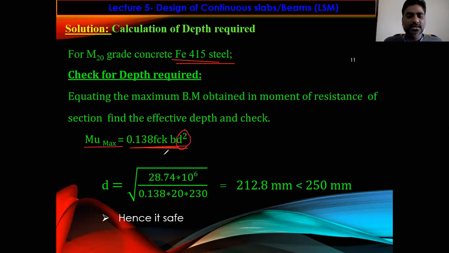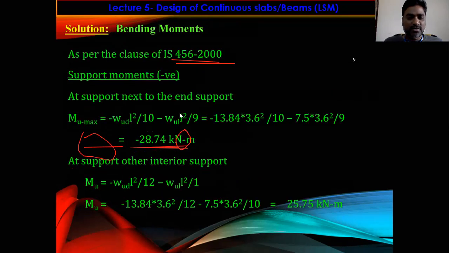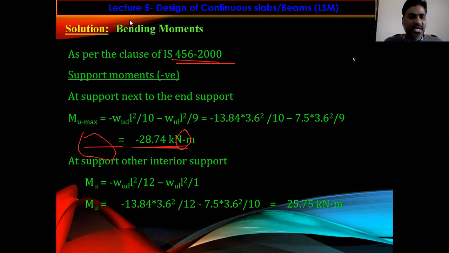So what is the maximum bending moment? Where did you get the maximum bending moment? I got the maximum bending moment out of 4. I have 4 bending moments: in support moments, 2 bending moments, and in span moments, 2 bending moments. Out of which the maximum bending moment occurred at the support next to the end support, that is 28.74 kilonewton meter. So this should be equal to that Mu limit.